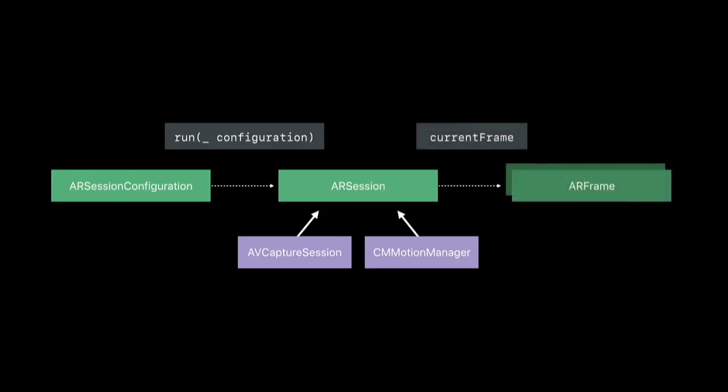Once processing is done, AR session will output AR frames. So an AR frame is a snapshot in time, including all of the state of your session, everything needed to render your augmented reality scene. In order to access AR frame, you can simply pull the current frame property from your AR session. Or you can set yourself as the delegate to receive updates when new AR frames are available. So let's take a closer look at AR session configuration.